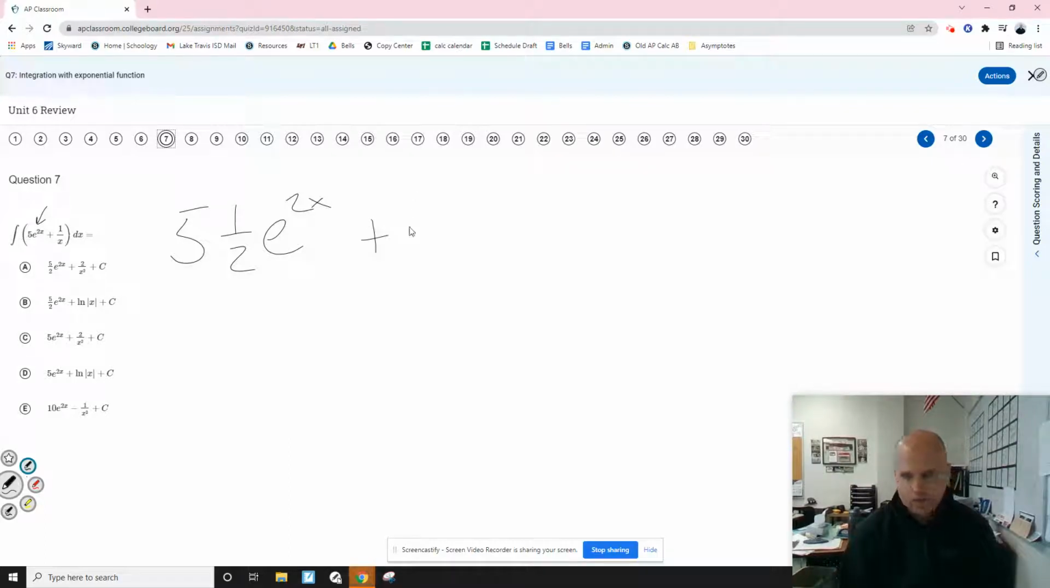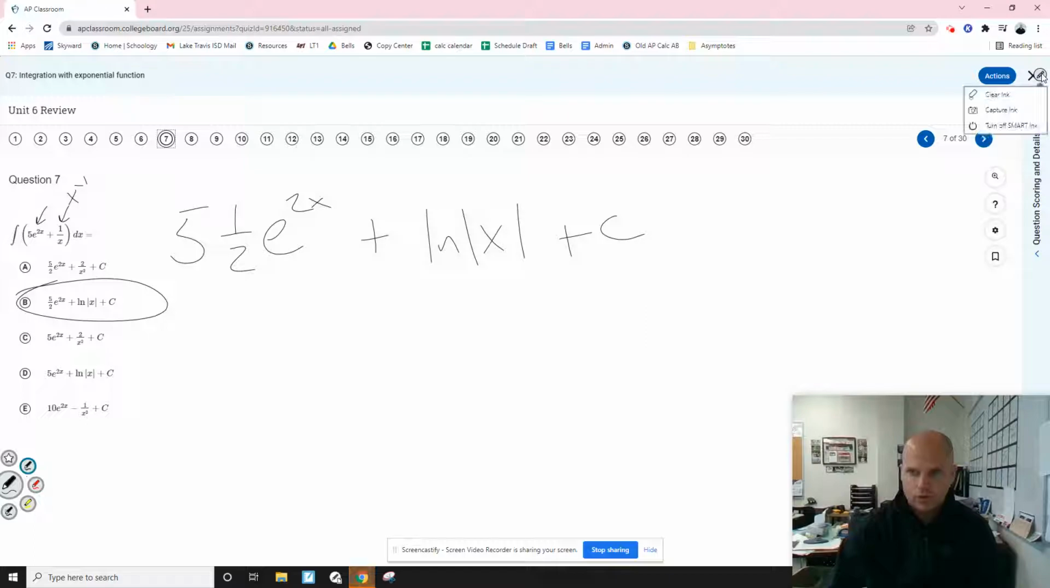And then we have to remember that when you do have an x to the negative first power, you don't use the power rule. Power rule only works for numbers that are not -1. The antiderivative of x to the negative first is log absolute x. So there's that: 5/2 e to the 2x plus log absolute x. Okay. These are good multiple choice questions.